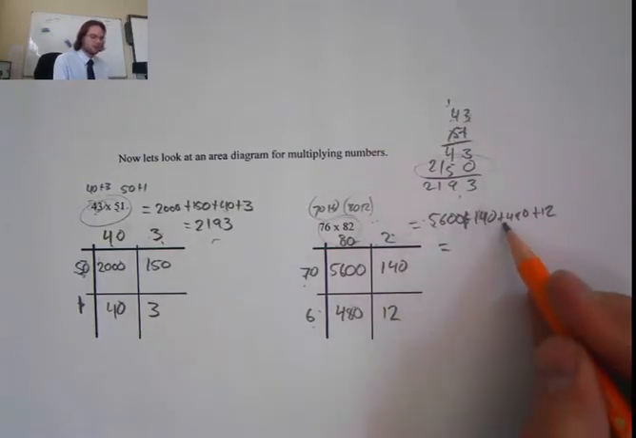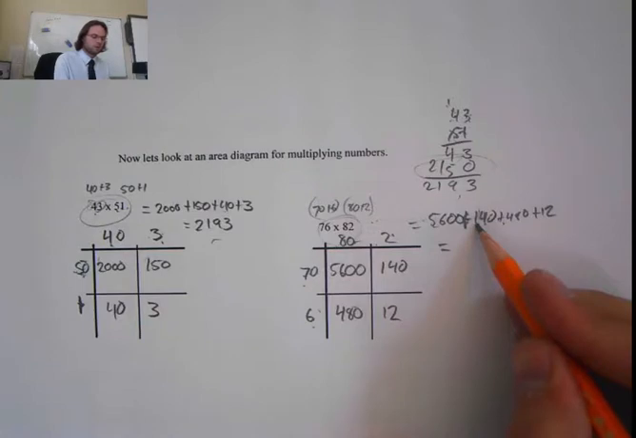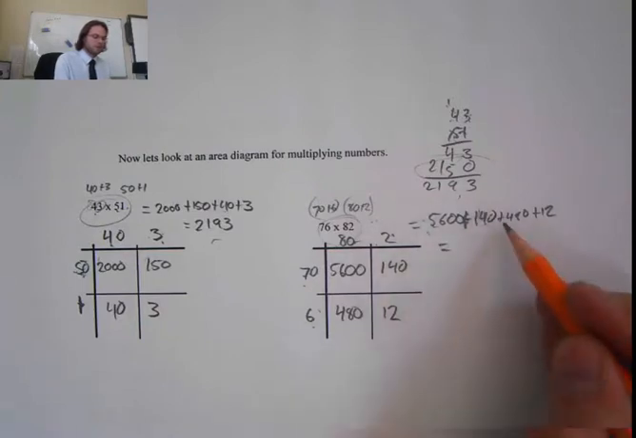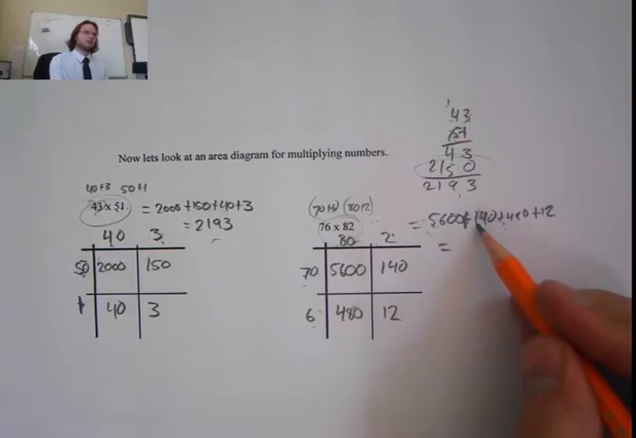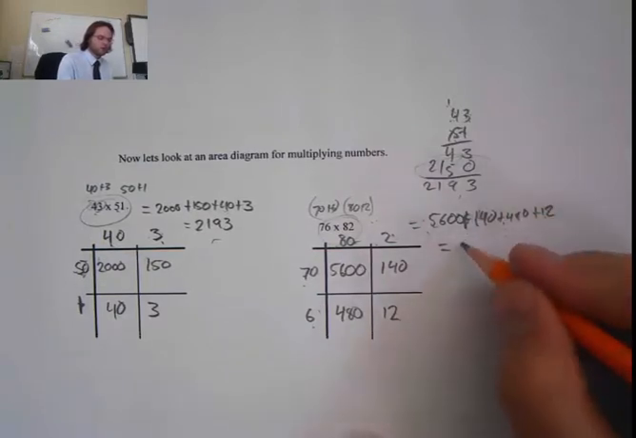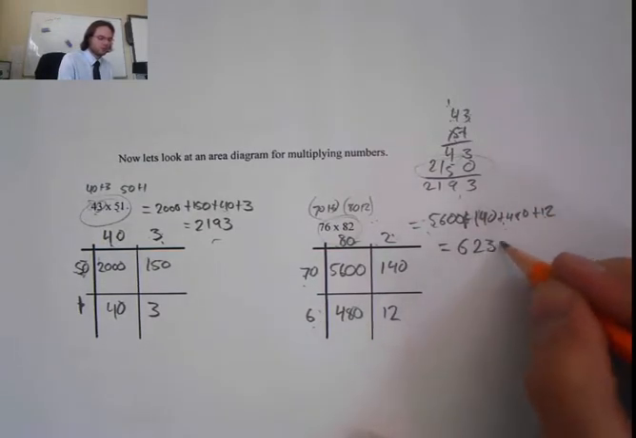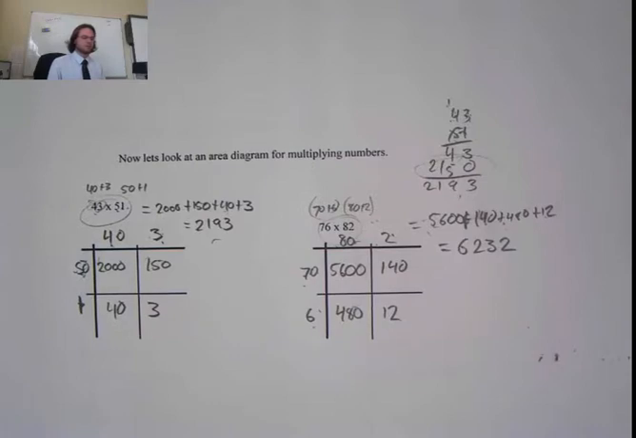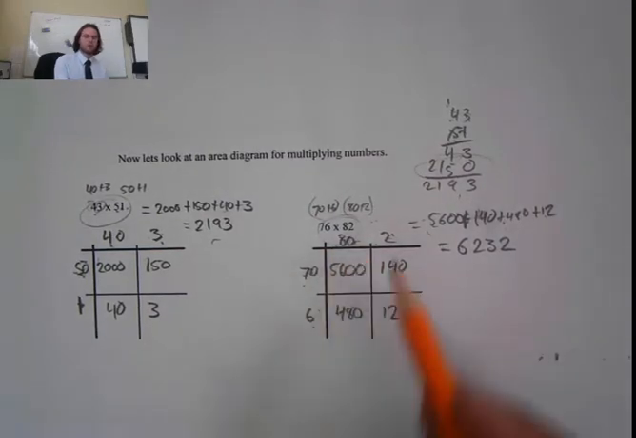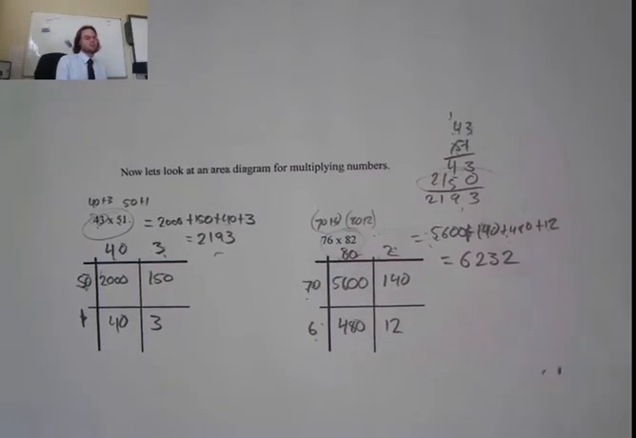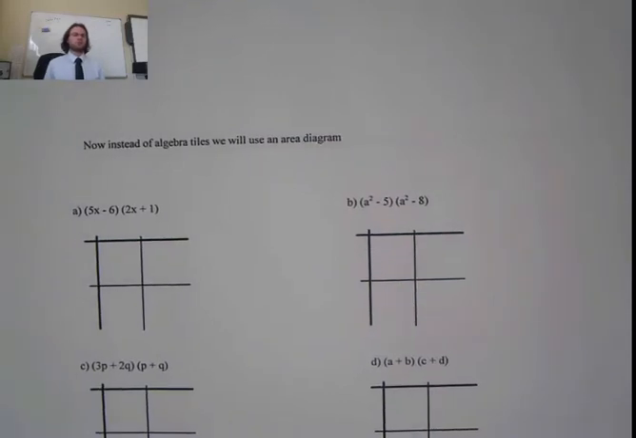This is going to give me 6,080, 140 is 6,220 plus 12, so 6,232 is my answer. Okay, notice I multiplied everything by both. Now let's apply this to algebra, so we don't have to use the tiles.